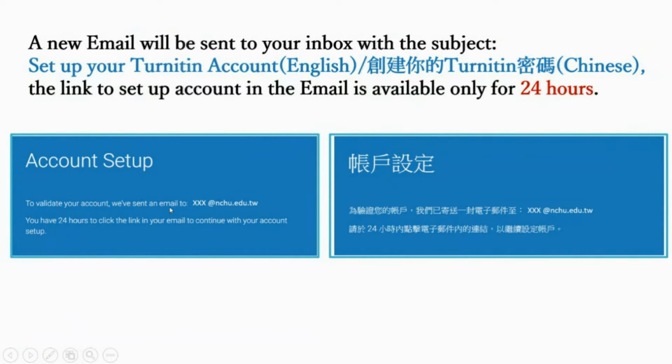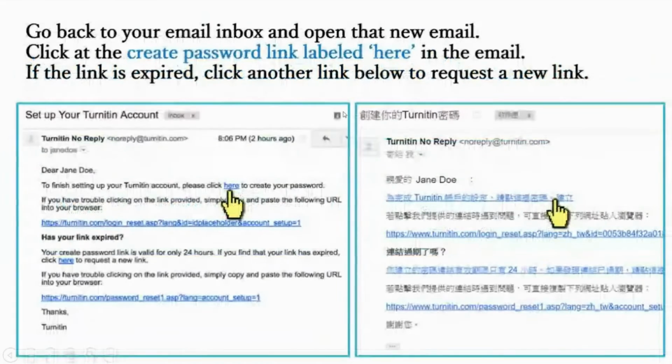Afterward, an email for password setup will be sent to your email inbox with the subject "Set up your Turnitin account." Please return to your email inbox and open the new email. Click on Here. This link is only valid for 24 hours. If the link expires, you can use another link below to request a new password setup email.